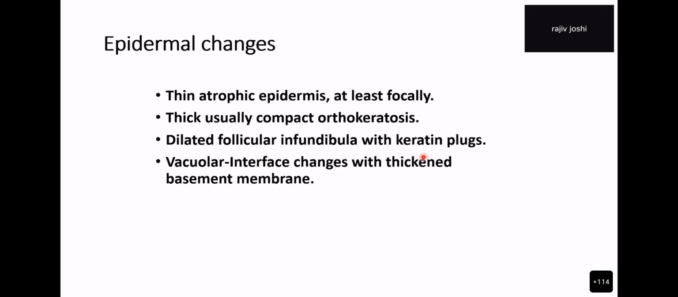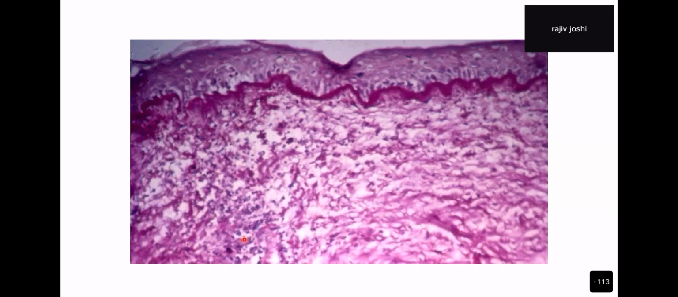You can get dilated follicular infundibula with keratin plugs. So this is a thickened basement membrane. If you see here, this pink that you see here, this is a colloid body, and below that is a thick basement membrane. And below that are the melanophages and the lymphocytic infiltrates. If you use PAS, you can see that there is a thickened basement membrane.